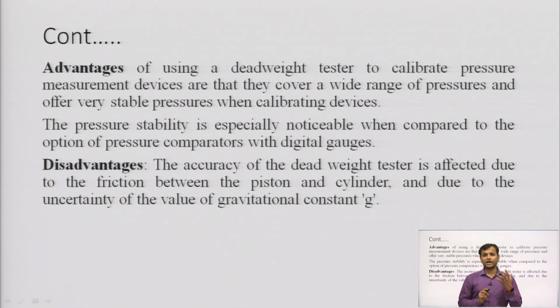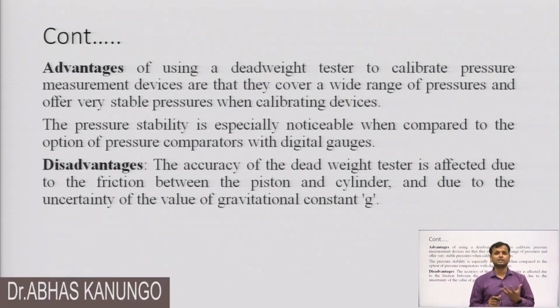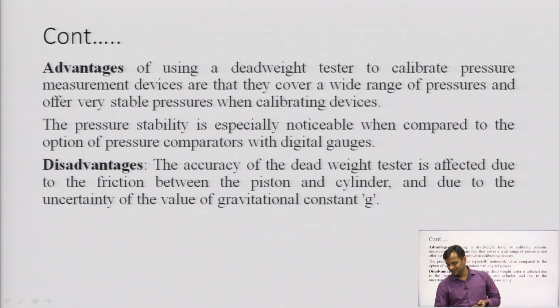There are some more advantages of dead weight gauges: using the dead weight tester to calibrate pressure measurement devices is very easy. Also, the pressure stability is especially noticeable when compared to pressure comparators with digital gauges. There are also some disadvantages. The accuracy of the dead weight tester is affected by the friction between the piston and the cylinder, because it is a mechanical arrangement. That friction can cause an error.